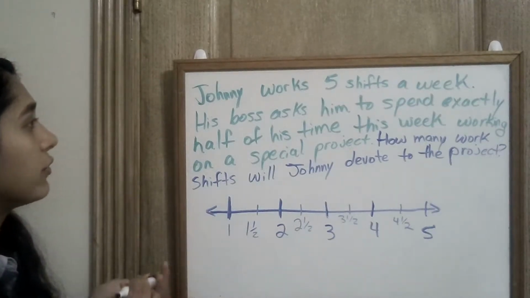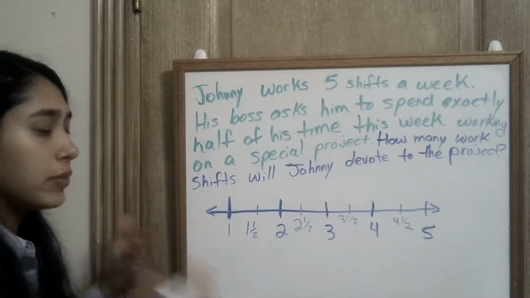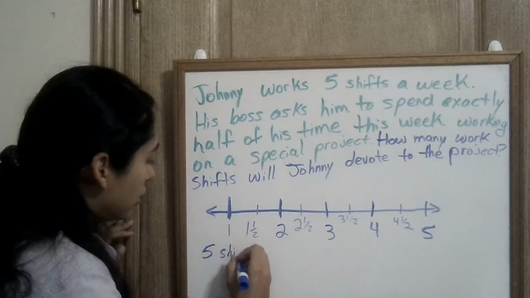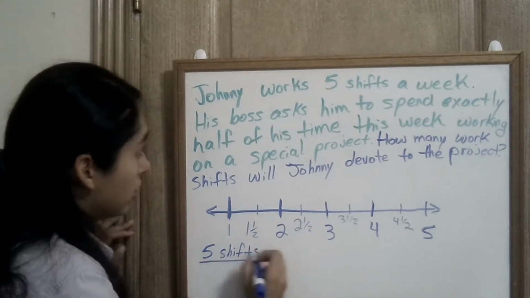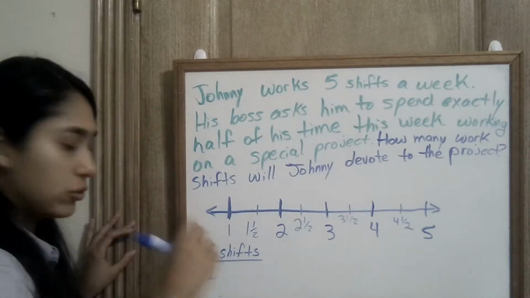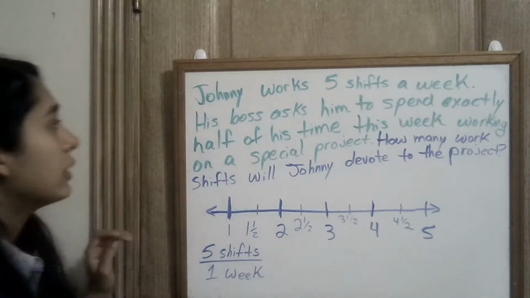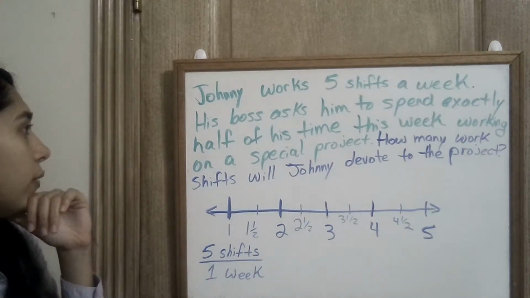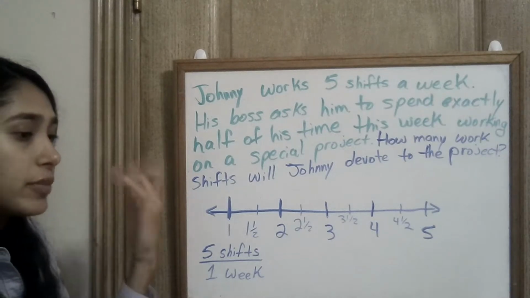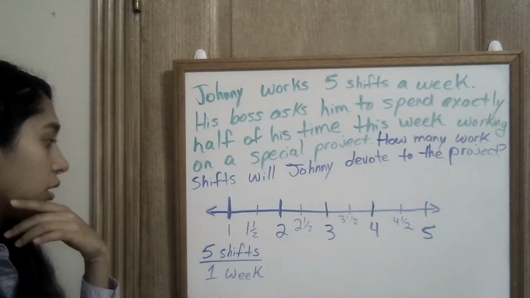We have 5 shifts per week. 5 shifts a week, 5 shifts per week, it means one and the same. And per week, I'm talking about a single week. And now we're talking about half of his time. So half of his time is essentially going to be half of his shift.